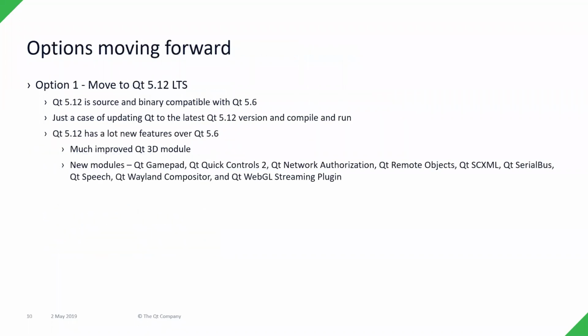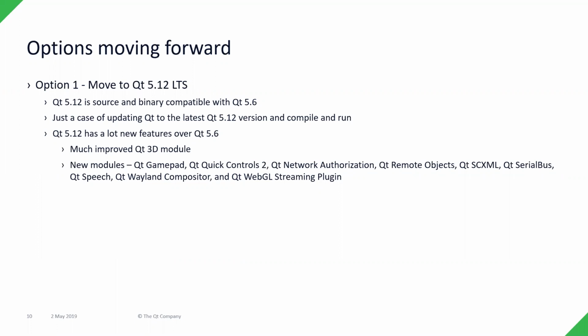So if you're on Qt 5.6 or any other unsupported version, what are the options moving forward? The easiest option is to just move to Qt 5.12. The reason I say 5.12 over 5.9 in this case is that 5.12 will be supported until December 2021, so you have a good amount of time before you have to worry about going through this process again. Qt 5.12 is also source and binary compatible with Qt 5.6, which means you don't have to do anything apart from updating your version of Qt.